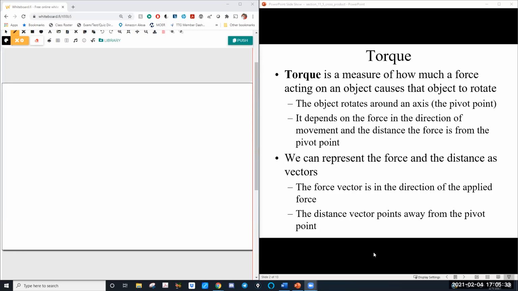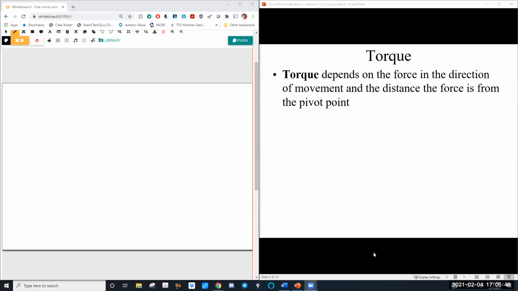What do I mean by this? Well, the most common example, I think an example all of us can relate to, is if you're trying to maybe unscrew or screw in a bolt with a wrench. So let's talk about it in terms of a wrench. And there's our pivot point. So we're going to apply a force to this lever, and this lever is going to rotate around this pivot.